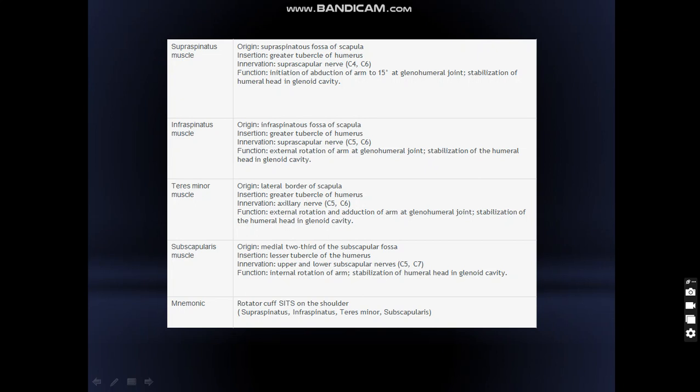Mnemonic. Rotator cuff sits on the shoulder. S for supraspinatus, I for infraspinatus, T for teres minor, and S for subscapularis.